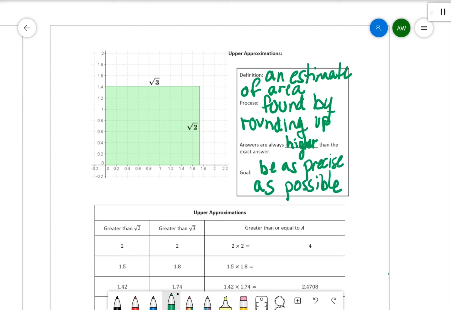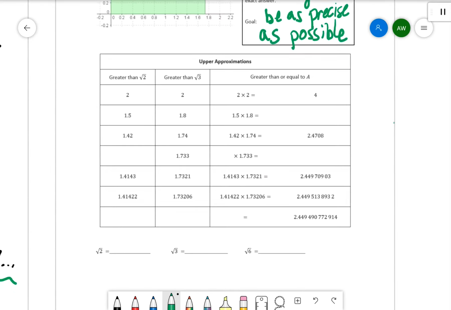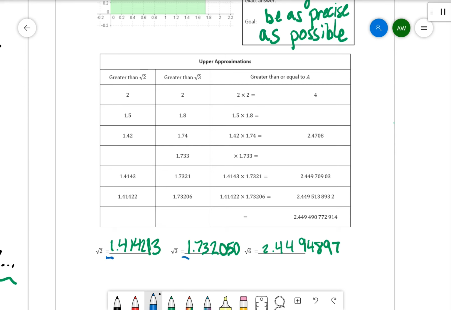So here, instead of rounding down like when we did the lower approximation, we'll be rounding up. I'm just going to take a moment, fill in my square root of 2, my square root of 3, and my square root of 6. So when I find my sides for my first approximation, I'm going to just take the first digit of each one, but instead of leaving that alone, I'm going to round up. So 1 rounds up to 2, and my second one rounds up to 2. When I multiply those, I get 4.